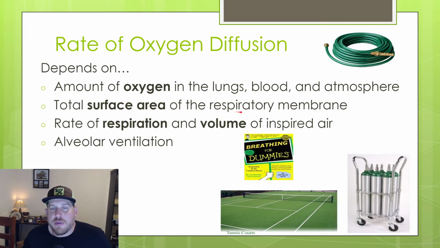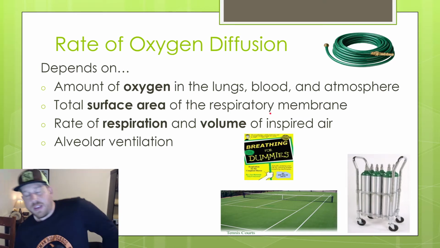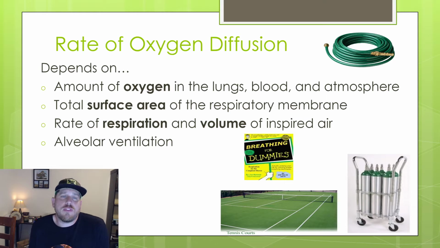The surface area of your respiratory membrane is going to be an indirect way to change the rate of oxygen diffusion. Just think of it like this. If you have one lung, you will not be as good at breathing as if you had two lungs. If we had three lungs, you'd be better at breathing than just having two. We don't have three lungs, though. Breathing slower or faster, and the amount of air you breathe in, is obviously going to affect how much oxygen you get into your body.